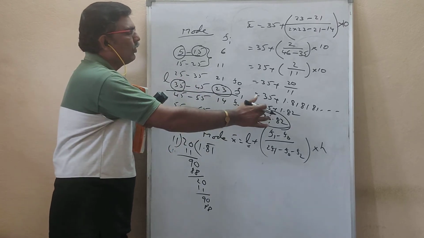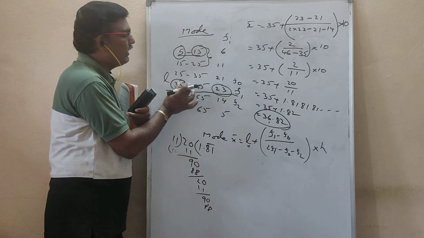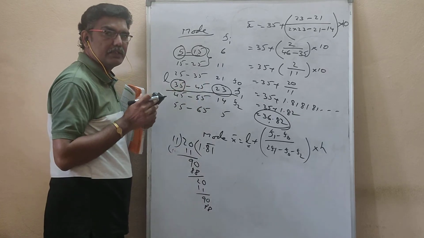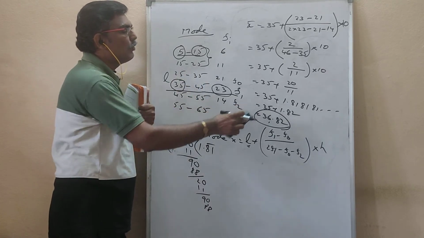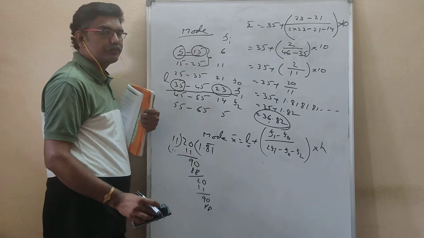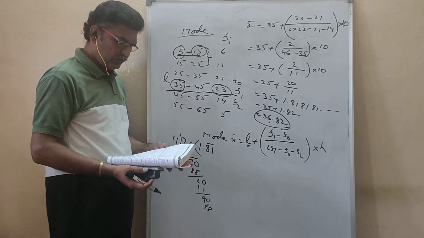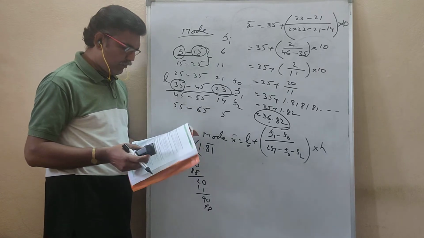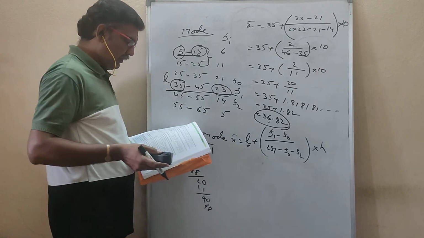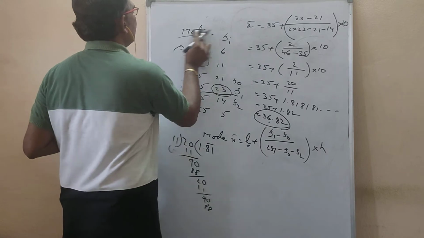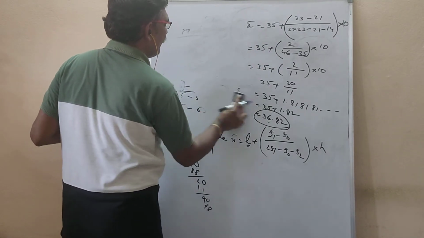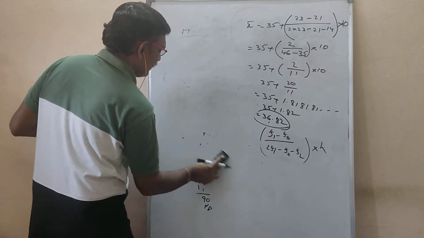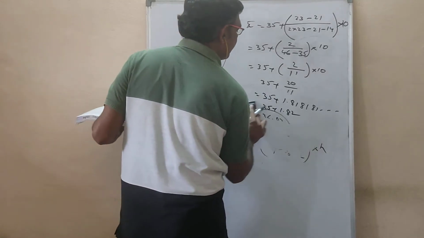We should get this mode in this class only. The number in between 35 and 45 should be taken. So we got it like this. The mode is 36.8. Next, can we do one more problem in this one? With greater numbers we'll see here. Remember the formula by heart, and do the problems.